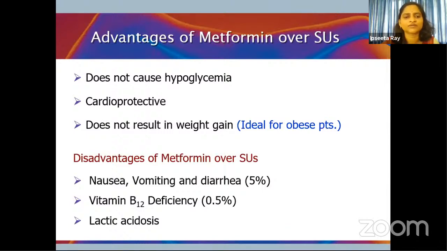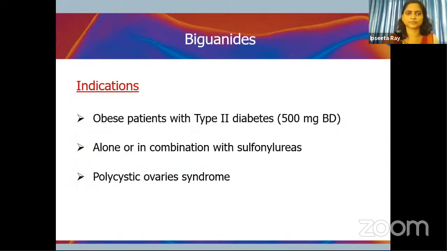Disadvantages of metformin over sulfonylurea: there are certain adverse effects peculiar to metformin, like metallic taste, nausea, and vomiting, generally seen with the initiation of therapy. Then vitamin B12 deficiency and anemia are seen with long-term use of metformin. Then lactic acidosis, much less with metformin, was much more with phenformin, because of which it was withdrawn. But in patients who have certain renal comorbidities, we have to monitor, because it can cause lactic acidosis.